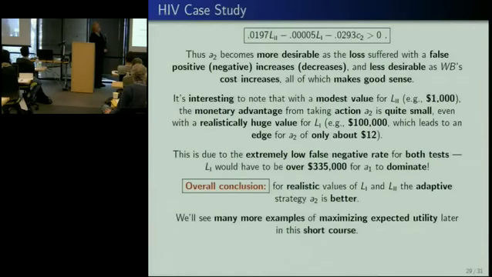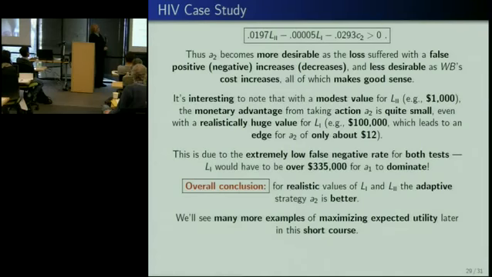And it's interesting to note that with a modest value for L2, remember that's being told you're HIV positive when you're not, pick a value like $1,000 for that as a kind of not too bad penalty for you. The monetary advantage from taking action 2 is quite small, even with a realistically huge value for L1 like $100,000. Those 2 numbers together lead to an edge for A2 of only about $12, but then if we did this across thousands of people, that would really start adding up to something worth writing home about. And that's due to the extremely low false negative rate for both tests.